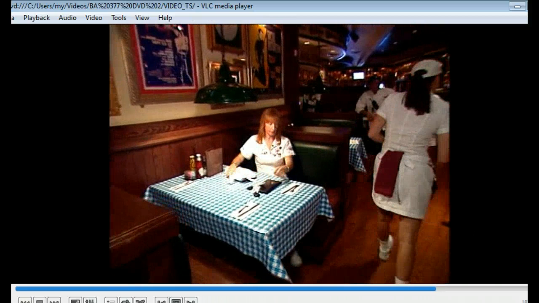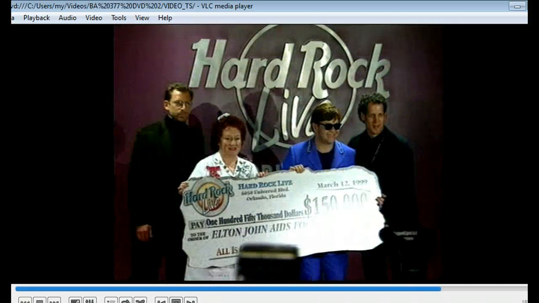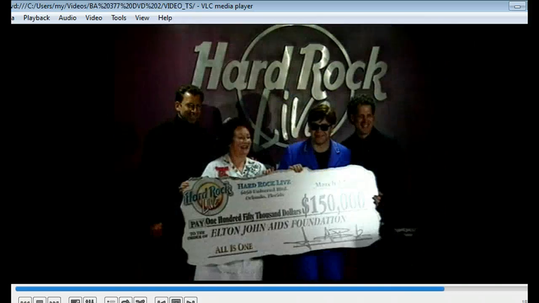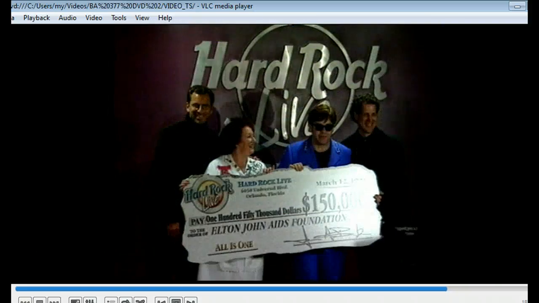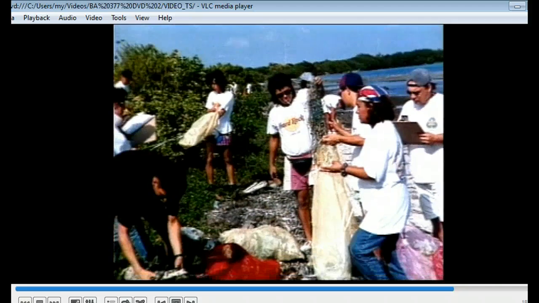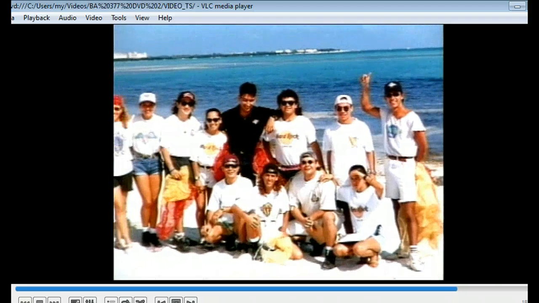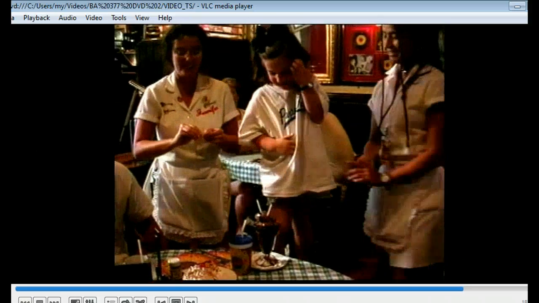Building a sense of community and team is another. The Hard Rock Cafe regularly sponsors events for charitable causes, such as the AIDS Foundation. Its employees are encouraged to get involved in their communities. And the company's employees have committed hours of volunteer time to charities such as Give Kids the World.